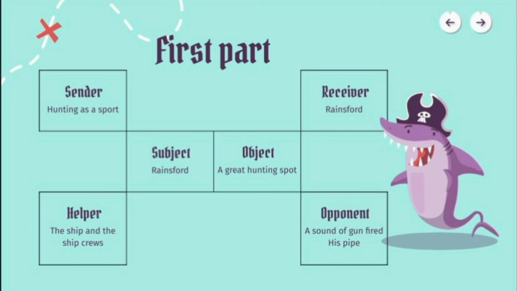However, Rainsford didn't manage to reach the great hunting spot because he heard the sound of a gun being fired from the distance, and while trying to get a better look at the sound source, his pipe struck a rope and fell. While trying to reach the pipe, he also fell from the ship when nobody's looking.